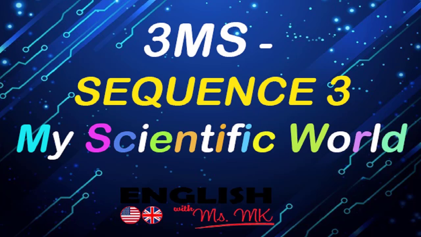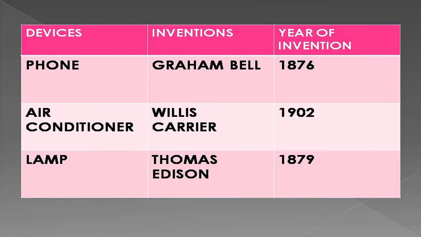So then you're going to make a presentation of the sequence. You don't write presentation of the sequence because it's not a real presentation, but it's an introduction. So you're going to ask your pupils to draw a table on their copybooks with 3 columns: devices, inventors, and year of inventions. This way they're going to get familiar with the new sequence.